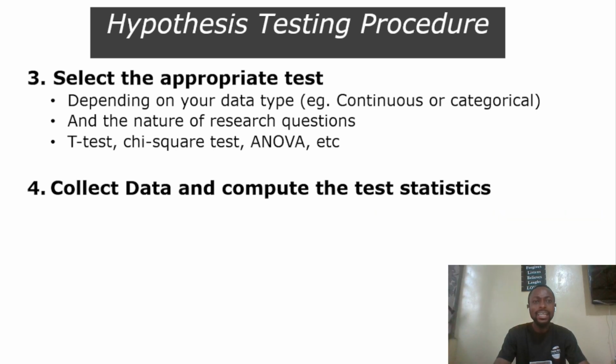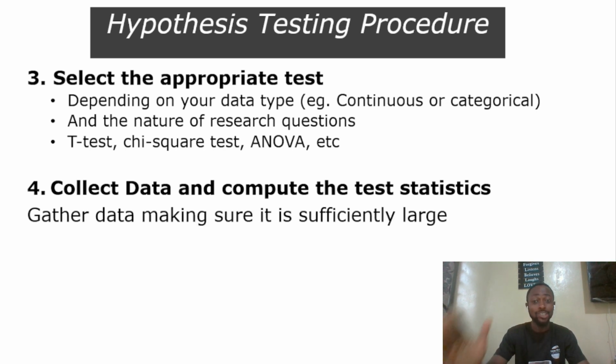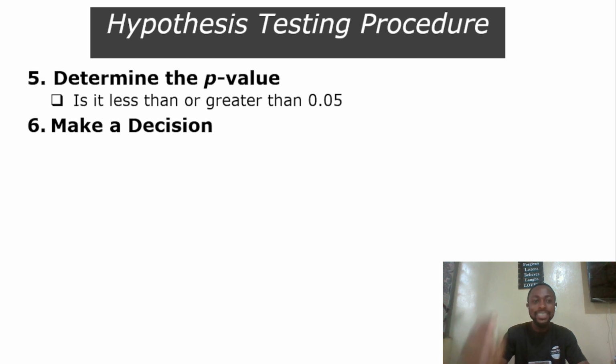So the next stage in testing your hypothesis is to collect data and compute the test statistics. After collecting your data, you compute the test statistics using any of the statistical software available, like Stata, R, SPSS, and what have you. After computing your test statistics by gathering the data and making sure it is sufficiently large, then you determine the p-value. If it is greater than 0.05, then you are going to accept the null hypothesis.